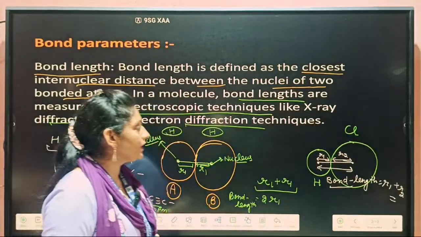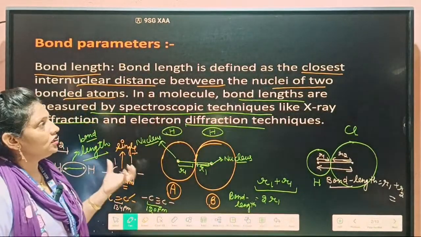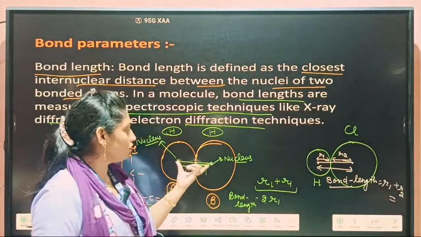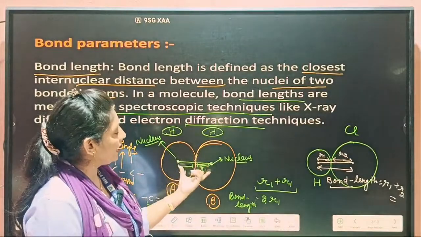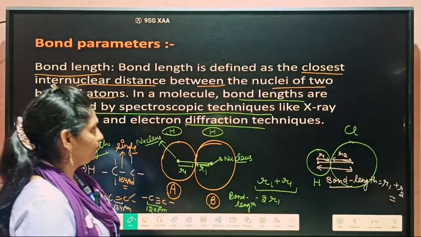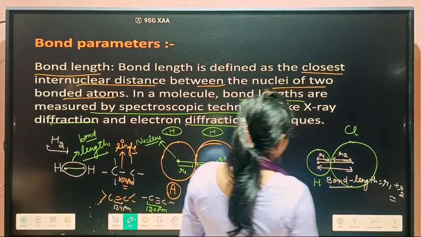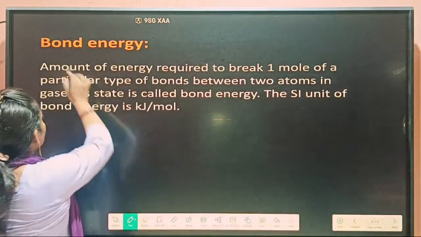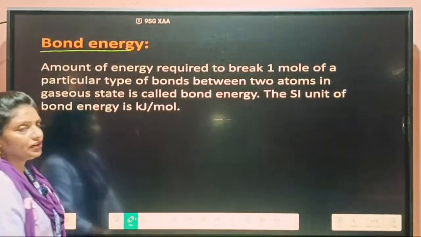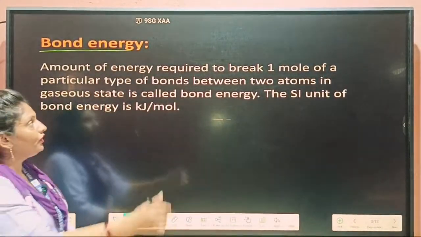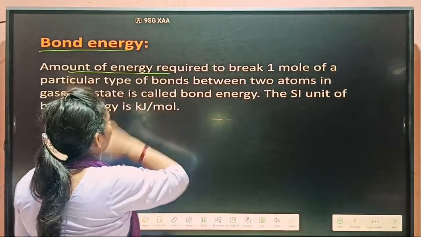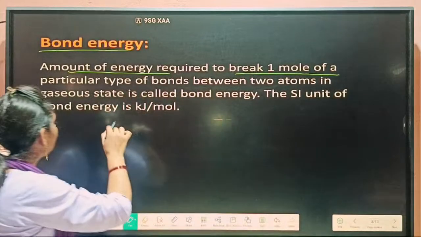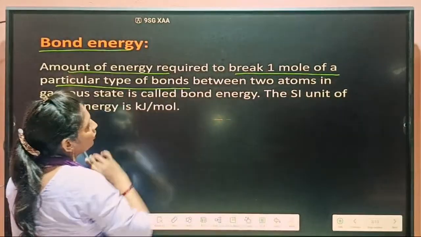So the first bond parameter is the bond length. Bond length is the closest internuclear distance between the nuclei of two bonded atoms. Then students, the next bond parameter is bond energy. Bond energy means the amount of energy required to break 1 mole of a particular type of bond.